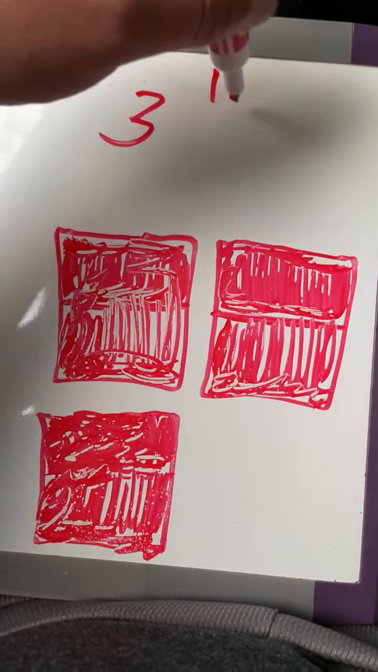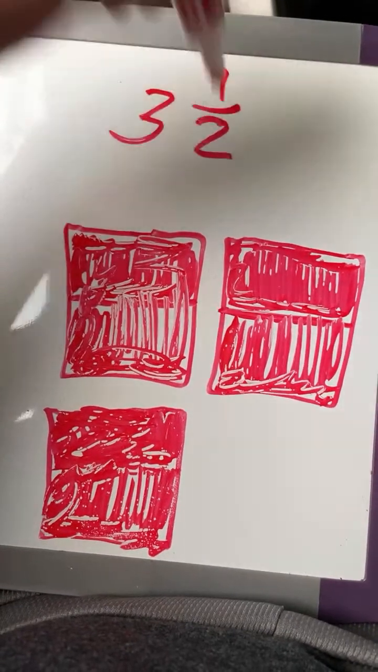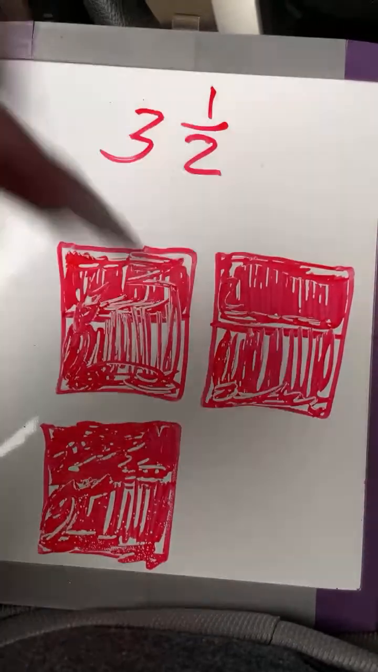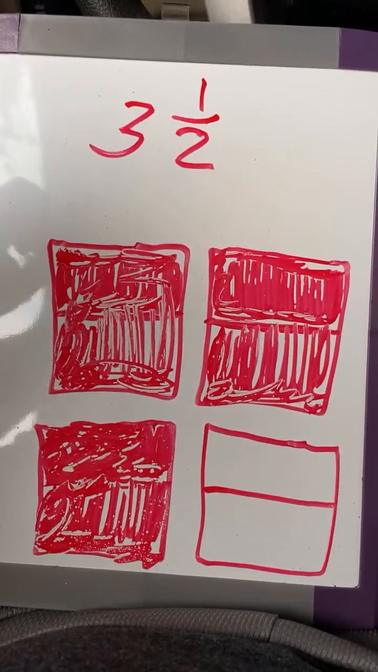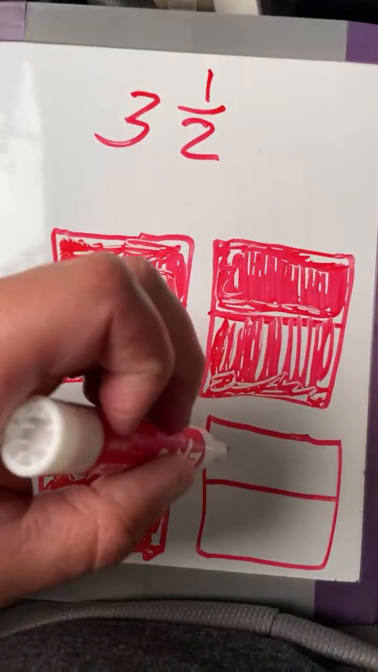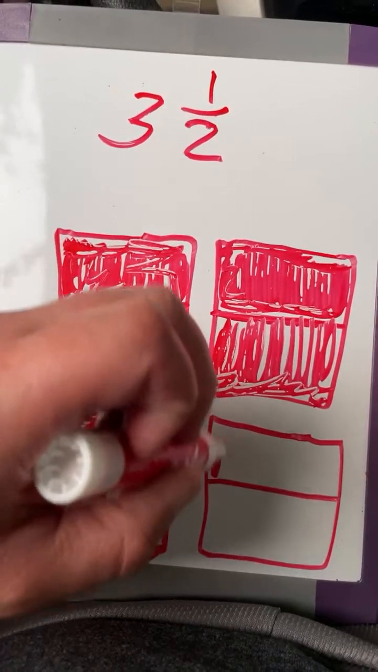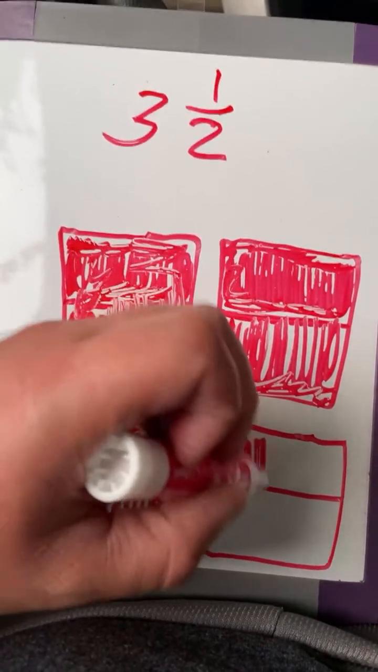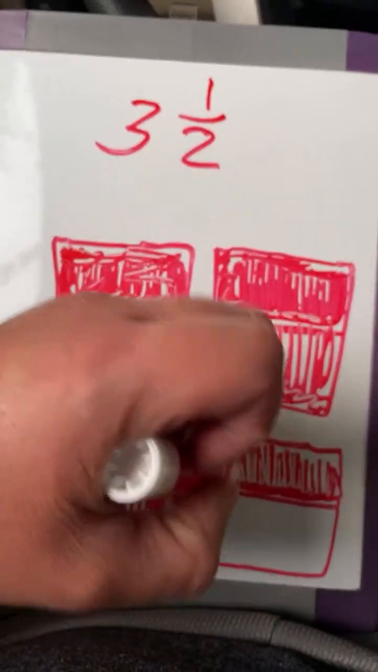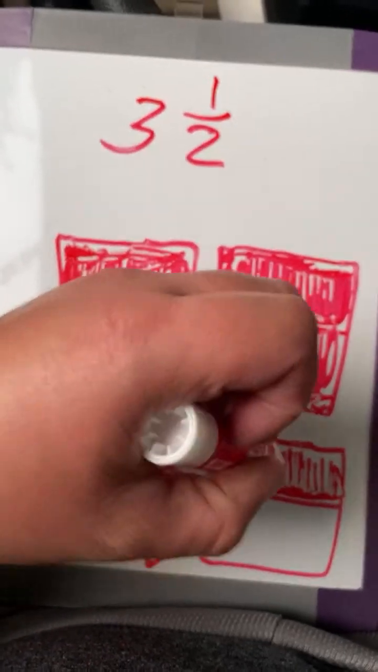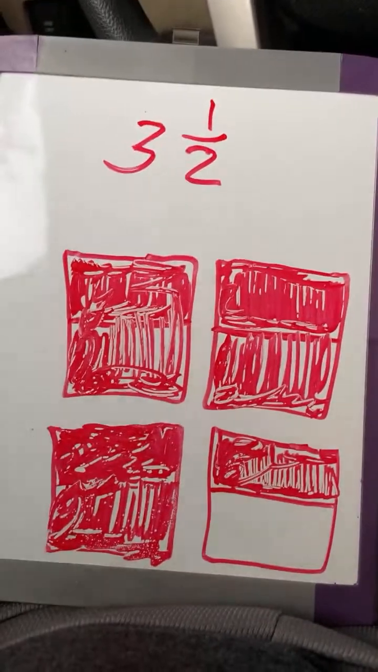If I wanted to go with 3 1/2, I have to make another shape with 2 equal parts. And then I need to shade in one of those 2 parts. And now I have a fraction model that represents 3 1/2.